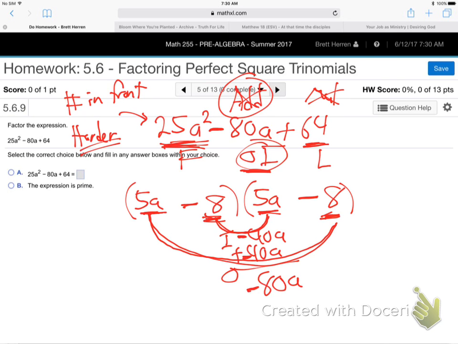Well, actually, since it's identical twins again, these are all identical twins. We write squared. And we're done. 5a minus 8 squared. Is that good? Questions on that?